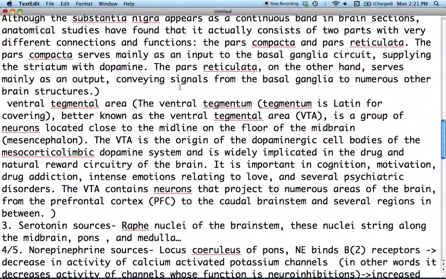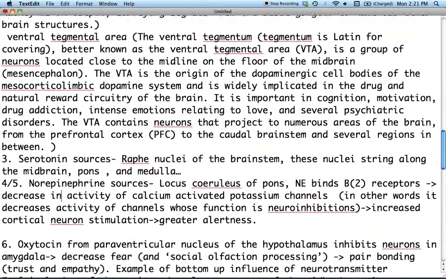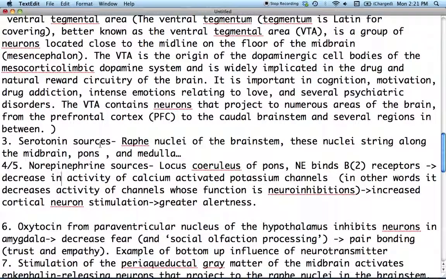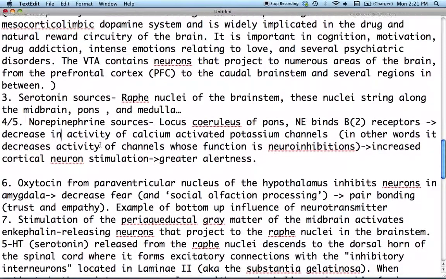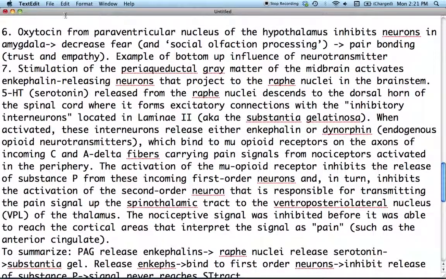Okay, so just to review, we did dopamine, substantia nigra and VTA of the midbrain. We did serotonin, the raphe nuclei of the brain stem, scattered throughout, norepinephrine, locus coeruleus of the pons. Now we've got oxytocin, which is from the paraventricular nucleus of the hypothalamus.